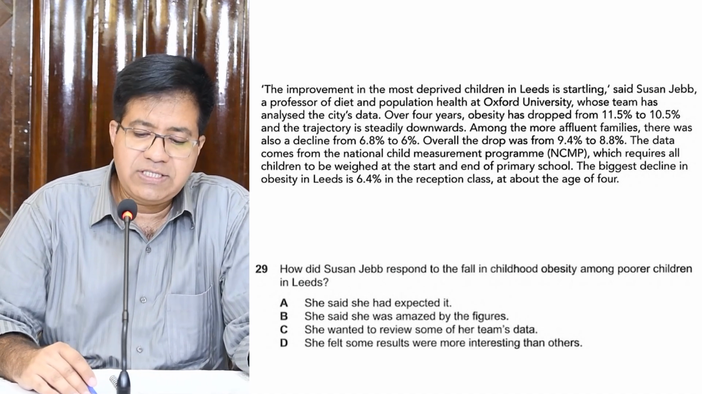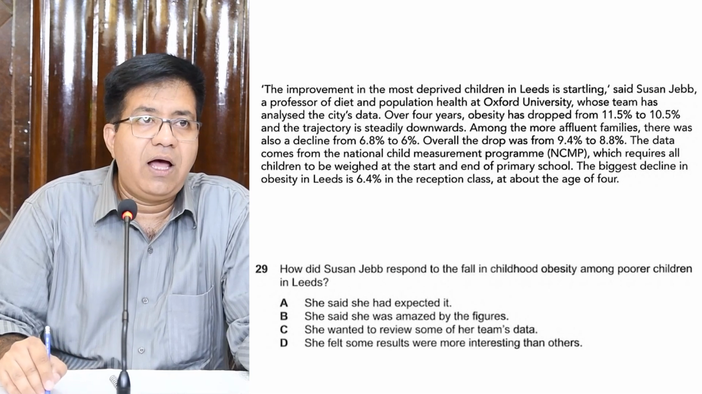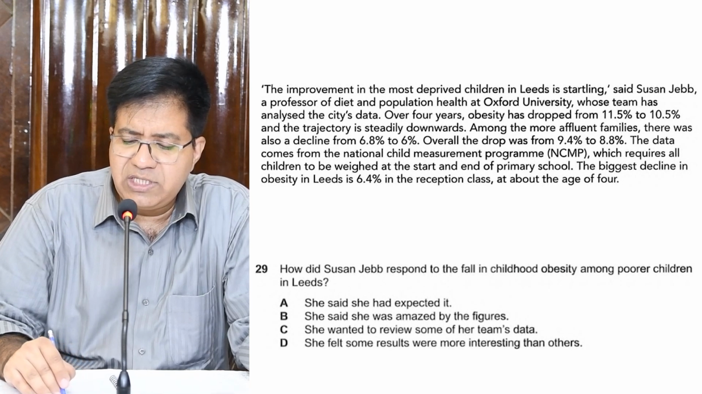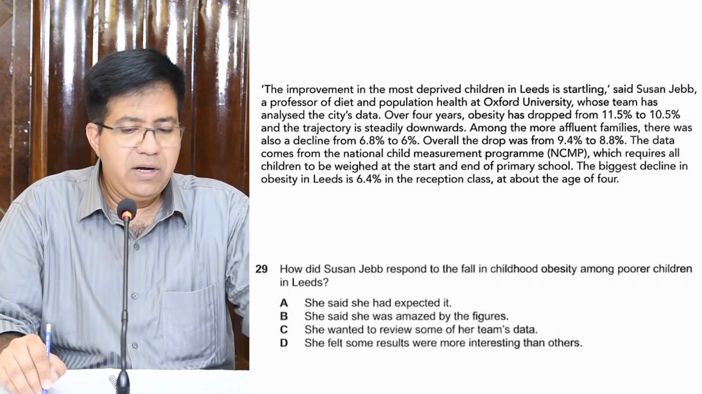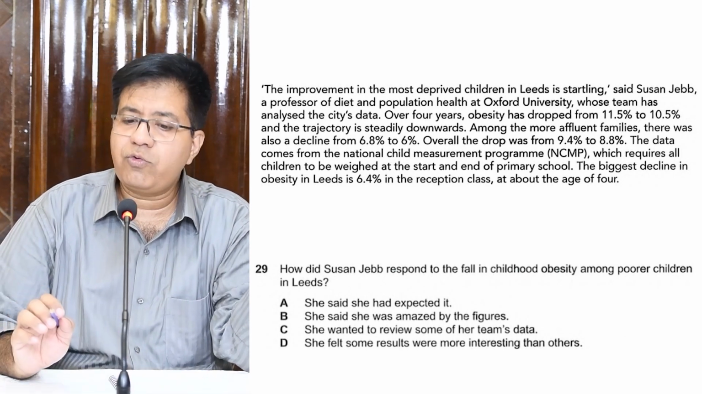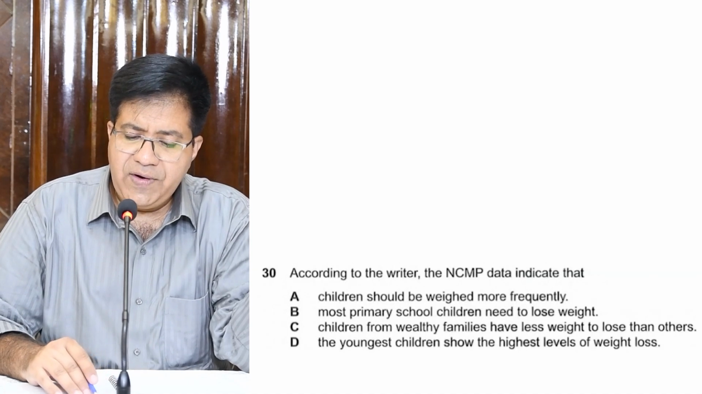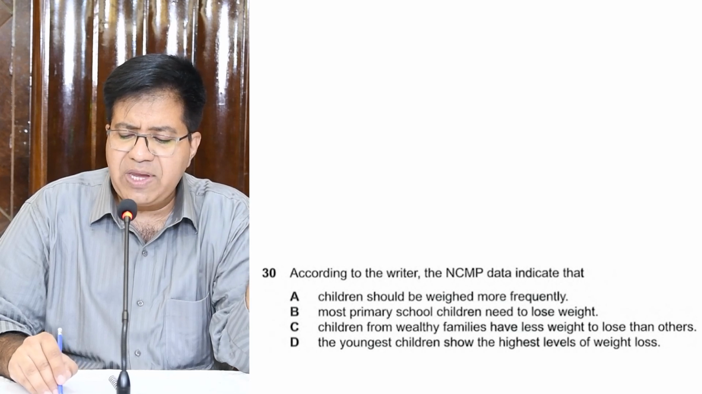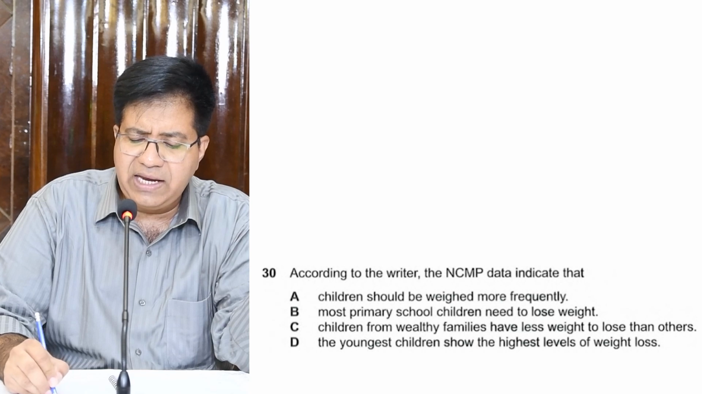Now come to option C. She wanted to review some of her team's data. They didn't mention that. Option D, she felt some results were more interesting than others. No, she did not compare and said this thing. So question number 29, B is the right answer. Question number 30, according to the writer, the NCMP data indicate that. Now NCMP data indicates what?